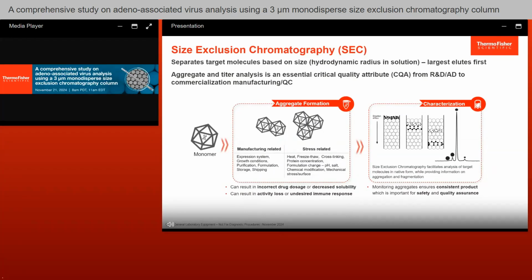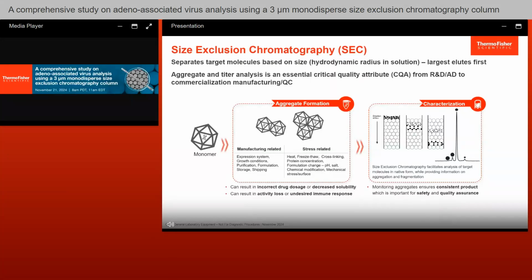And for AAV therapeutics, it is very important that we understand the aggregation, to know if the AAV is pure enough. We have the monomers and the aggregation titer. And this is a very essential part of the CQA from both R&D to commercialization, and in manufacturing and QC.